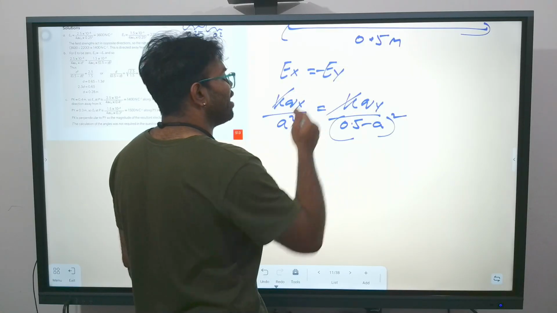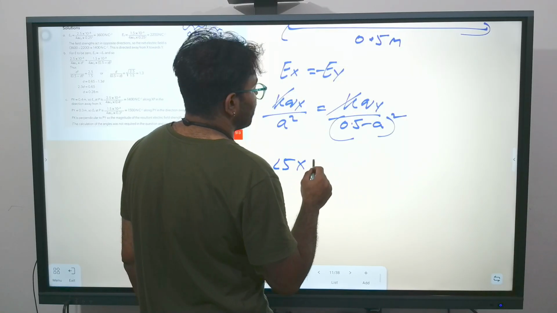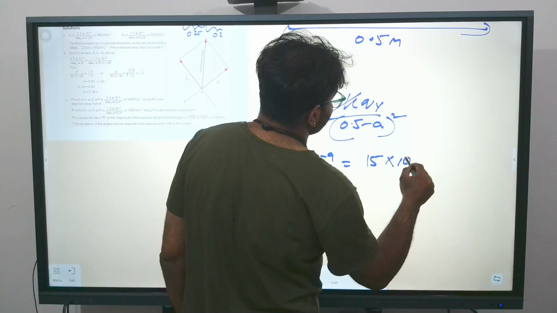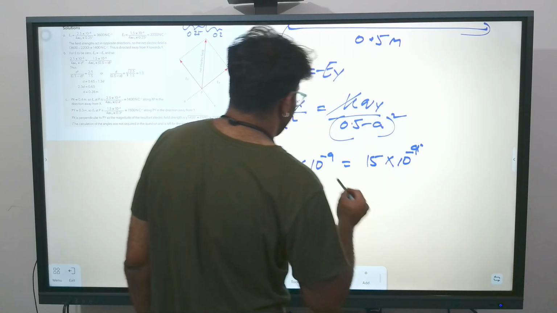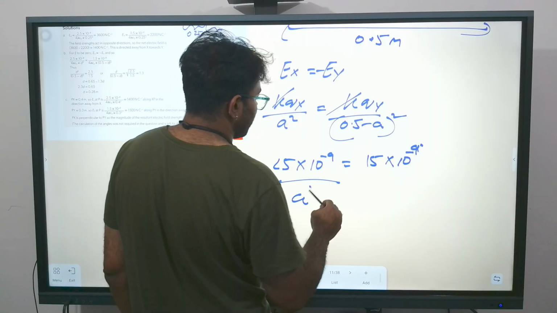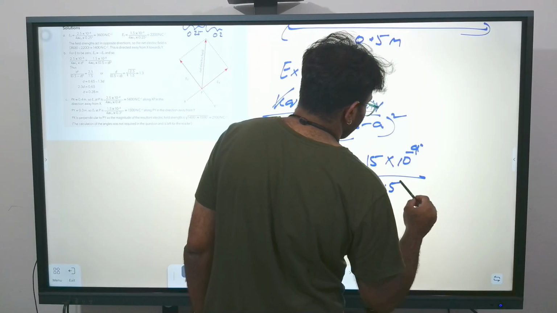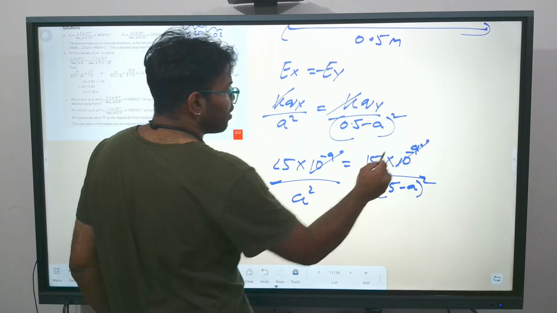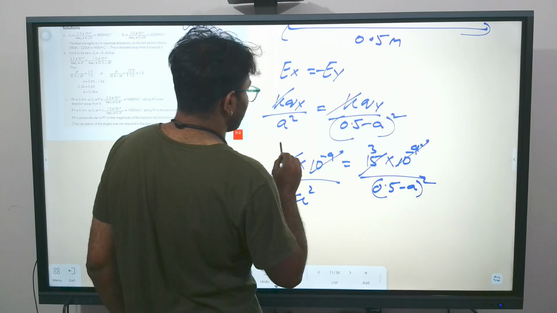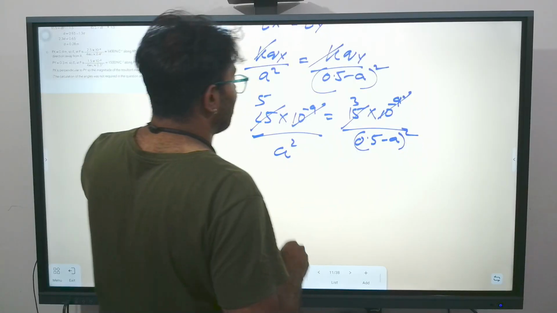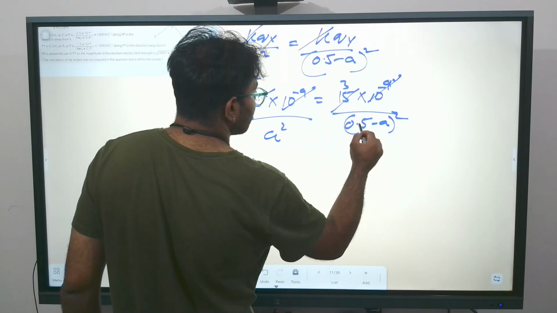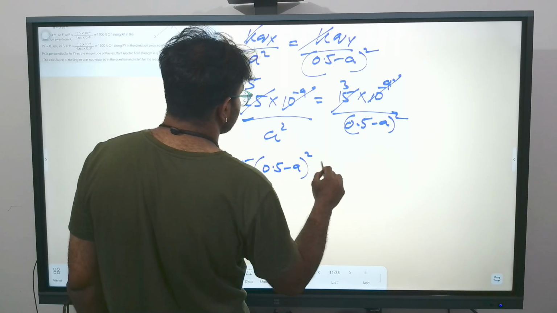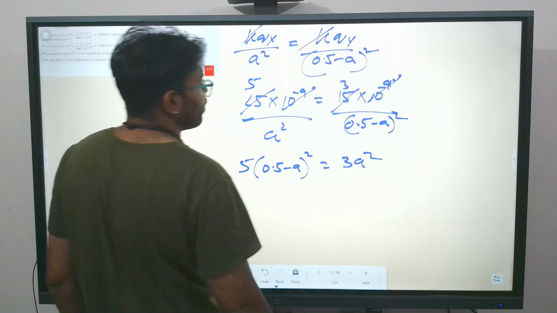Okay, let's fill in the values. So 25 multiplied by 10 to the power minus 9 should be equal to 15 multiplied by 10 to the power of minus 9, upon a square on one side, and upon 0.5 minus a the whole square on the other. This and this get cut off. This is 5, 3 the 15, this is 5, 5 the 25. So you will have 5 into 0.5 minus a the whole square should be equal to 3a squared.